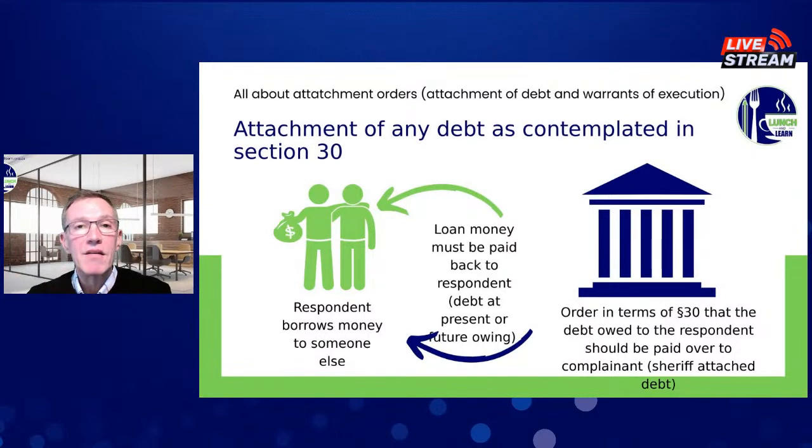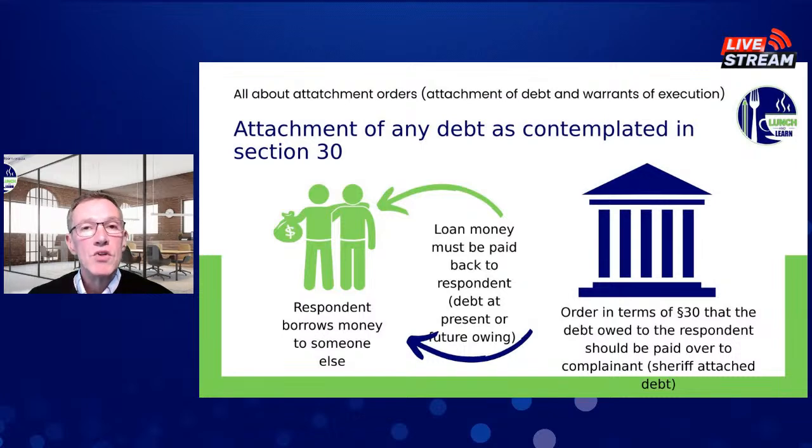Now that money, that 100,000 Rand, in terms of Section 30, the court may make an order that the debt due to the respondent not be paid over to the respondent, but be paid over to the complainant in order to satisfy the arrear maintenance. So what basically then happens is that the court would instruct this friend that has the money, the 100,000 Rand that he needs to pay back to the respondent, to tell him, do not give it back to the respondent.